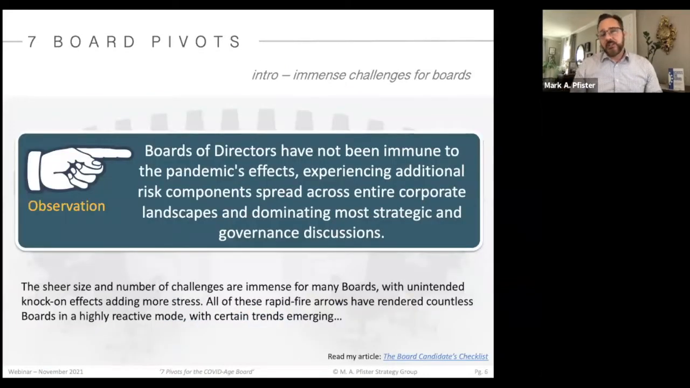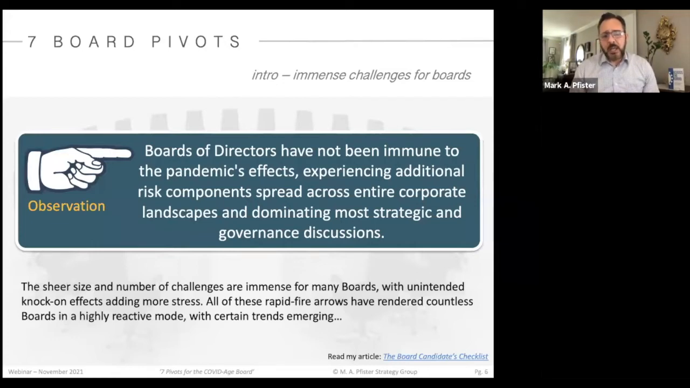All right, so let's start off with this intro of these immense challenges for boards and within boardrooms. So obviously boards of directors have not been immune to the pandemic's effects, experiencing additional risk components spread across entire corporate landscapes. And this really has become a major topic of discussion as it relates to governance. We're not through that yet. You would think that this was maybe front loaded with the pandemic when it hit. But even now, a significant number of months into this pandemic and hopefully coming out the other end, there are still some major aspects of these effects that many boards are still dealing with.